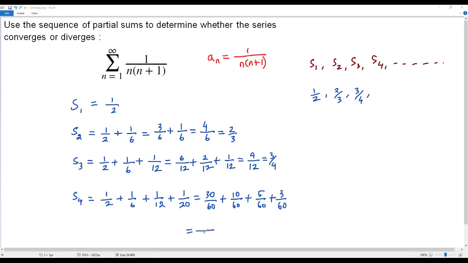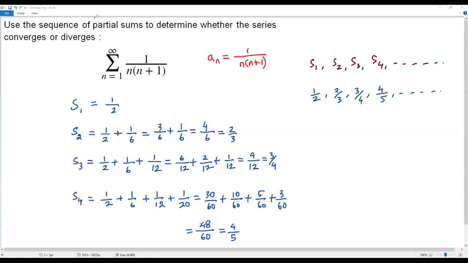So now we have a common denominator 60. When I add the numerators, 30 plus 10 plus 5 plus 3, I'm getting 48. Both 48 and 60 have the greatest common divisor 12. When I divide 48 by 12, I'm getting 4. When I divide 60 by 12, I'm getting 5. So the value of S4 is 4/5. Okay, now I have the values of the terms in this sequence S1, S2, S3, S4.